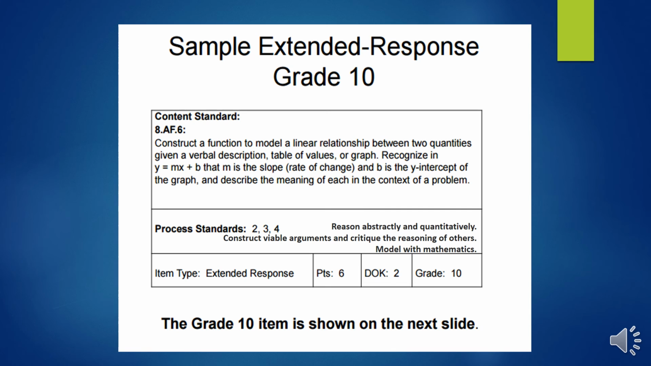So we'll be looking at 3 different processes. We need to be able to reason abstractly and quantitatively. We need to construct viable arguments and critique the reasoning of others, and we need to be able to model with mathematics. This is a 6-point problem. That means you get a total of 3 points for content and 3 points for process.